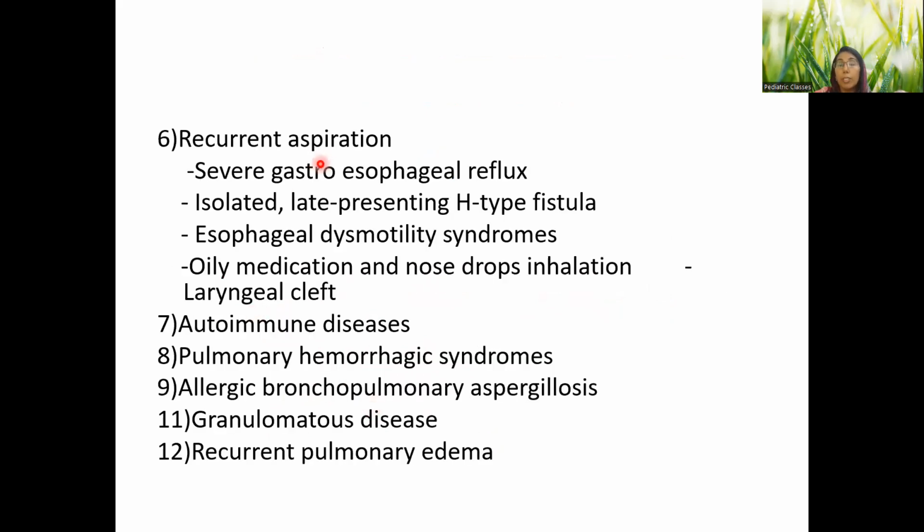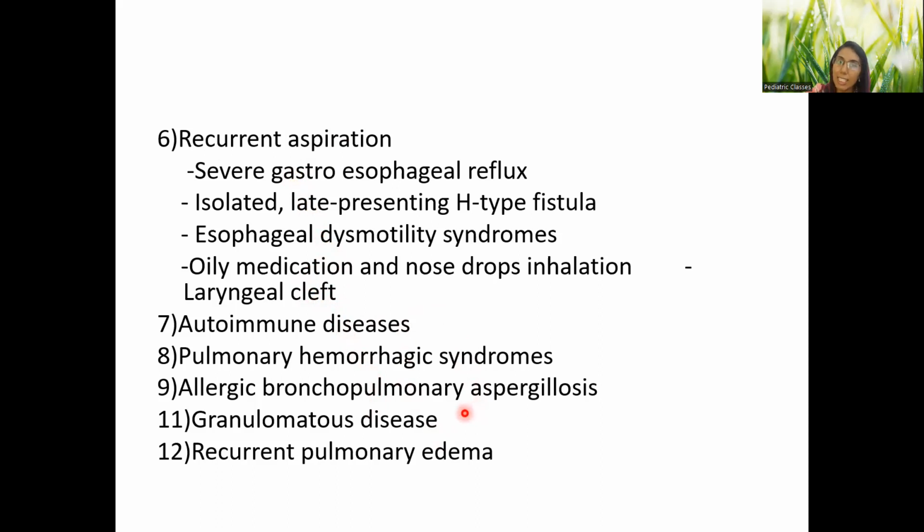Then recurrent aspiration is one of the most common causes of recurrent pneumonias. Here, recurrent aspiration can come because of severe GER, or isolated or late presenting H-type fistulas, or an esophageal dysmotility syndrome, or some oily medication, nasal drop inhalations, laryngeal cleft, etc. And autoimmune disorders, pulmonary hemorrhagic syndromes, allergic bronchopulmonary aspergillosis, granulomatous disease, recurrent pulmonary, all these are a few causes.